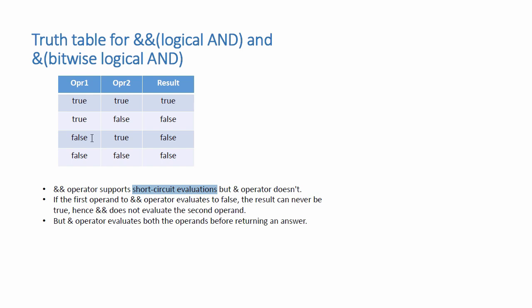What does this mean? Now consider these two cases. If first operand evaluates to false, whatever be the value of second operand, be it true or false, the final result is always false. So in these two cases, if you use double ampersand operator, Java runtime is not going to evaluate the second operand because the final result is always false. And that is why double ampersand operator is also known as short circuit AND operator. But if we use single ampersand operator, then Java runtime will evaluate both the operands. Let us see an example on this.